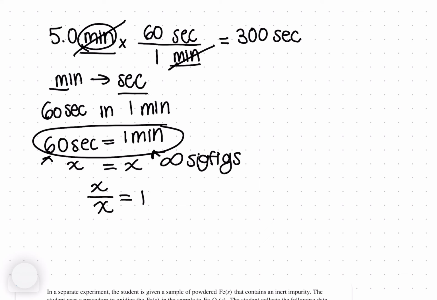So keep that in mind. It's not like there's one sig fig here. These are infinite. They don't have any effect on our final significant value. This is what dictates our final significant values. And because there's a 5.0, there's two significant values, or two significant figures.